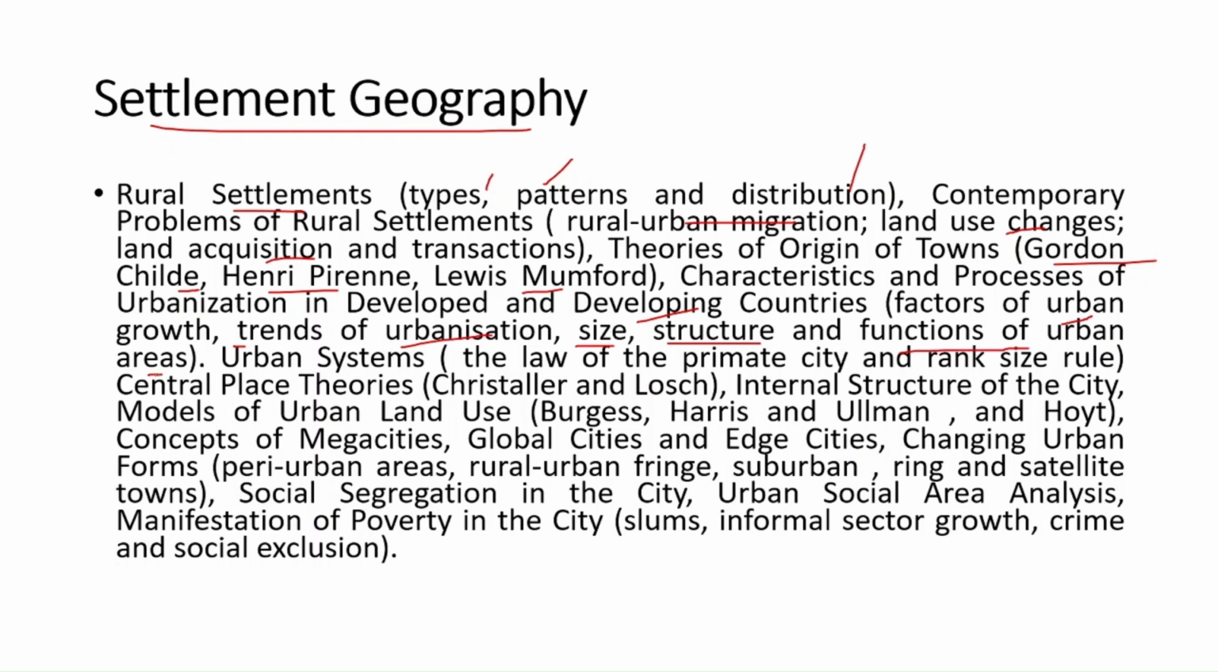Urban systems are described by concepts such as the law of primate city and rank size rule, while central place theories and laws explain spatial organization. Models of urban land use, including those by Burgess, Harris and Ullman, and Homer Hoyt, depict internal city structure. Concepts like megacities, global cities, and edge cities illustrate evolving urban forms.